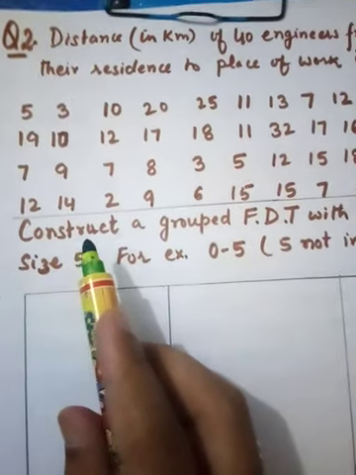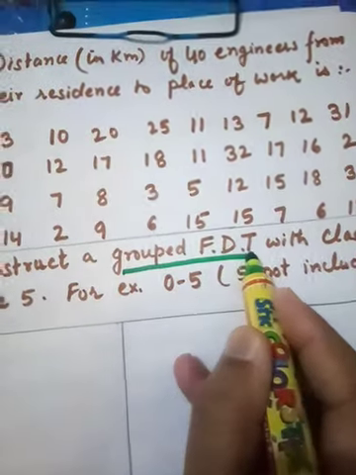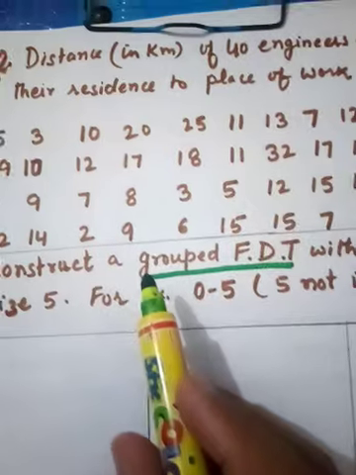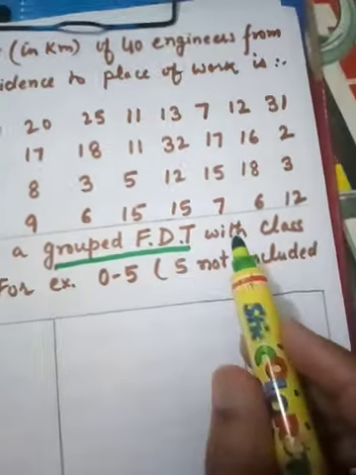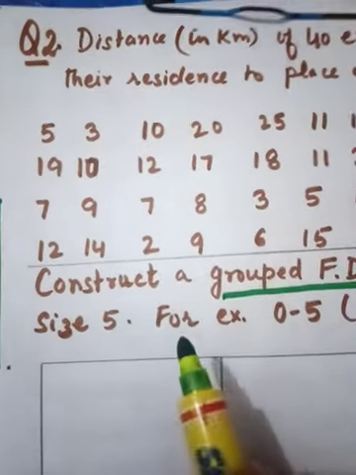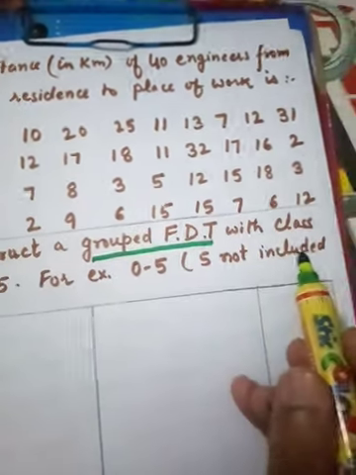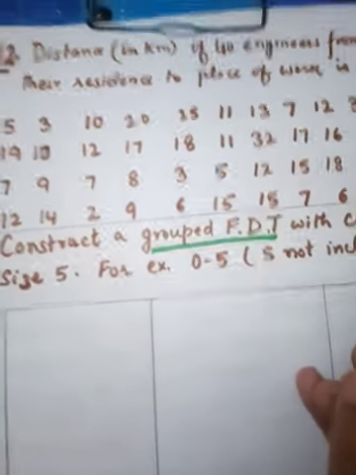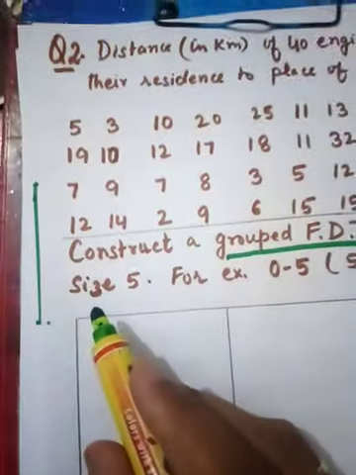We need to construct a grouped frequency distribution table. I'm underlining that. Now, this is the new term, grouped frequency distribution table with class size 5. For example, 0 to 5, and 5 not included in that class. Okay, so a new term is class size. What do you mean by class size?